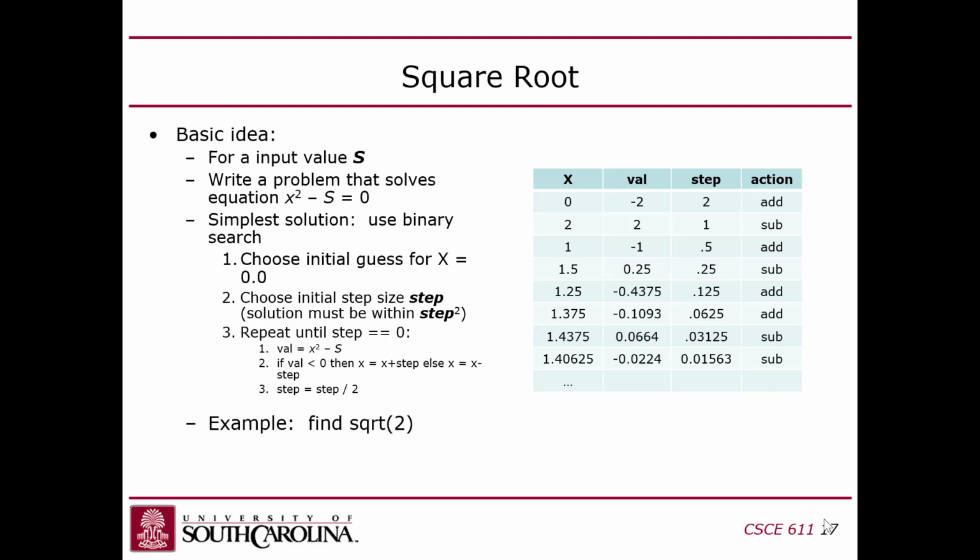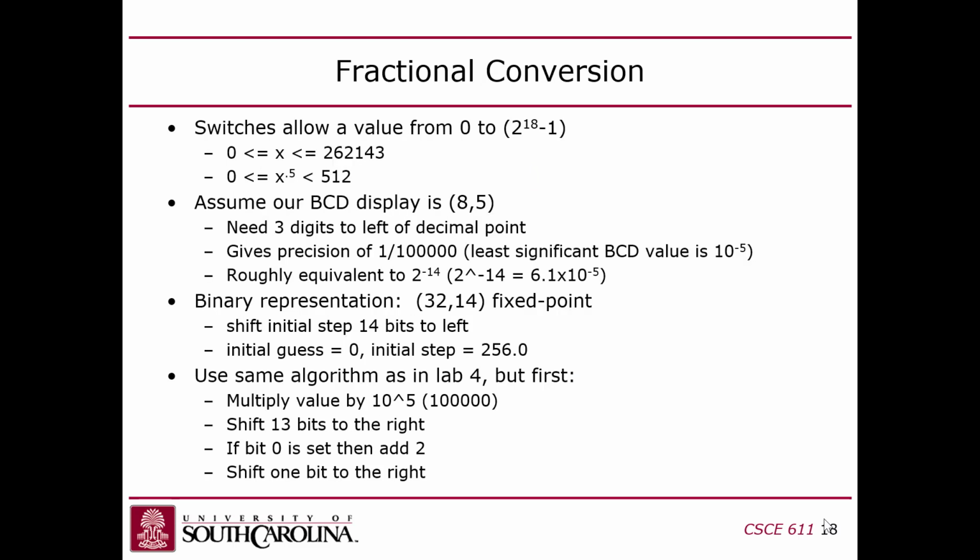Yes? Don't you need to have some epsilon you can be within? Because otherwise you just keep going forever. Yeah, so in this case, it's going to be our machine precision. I mentioned the switches allow a value up to 2 to the 18th minus 1, which is 262,143. If this were 262,144, then it would be an even square root of 512. 512 squared is 262,144. This is just under that. So the square root of this number is like 511.99999, something like that, right?